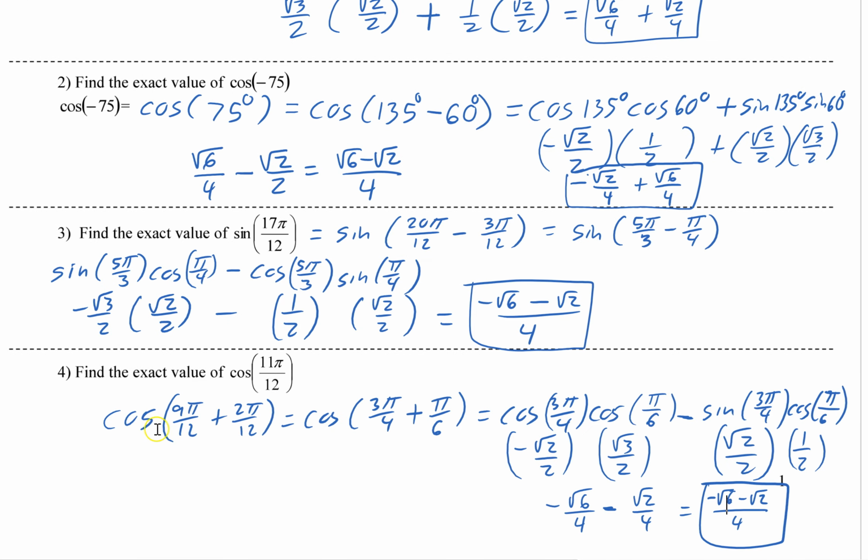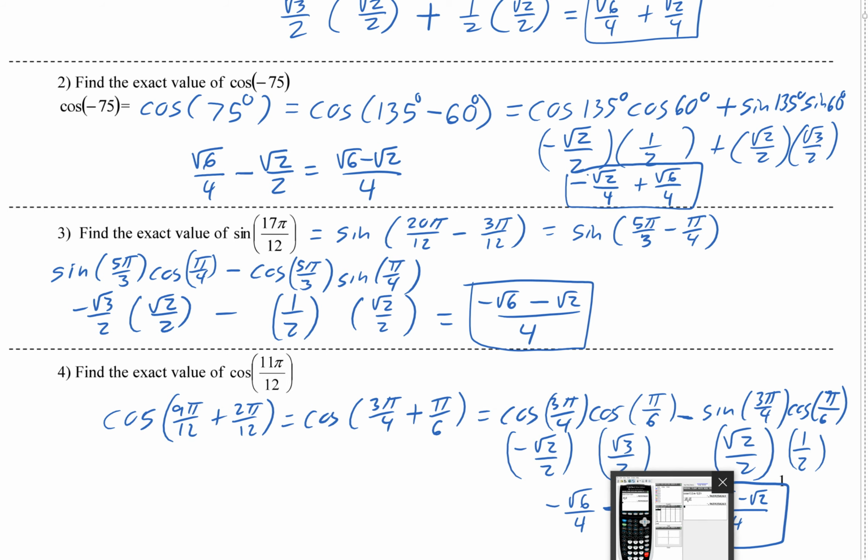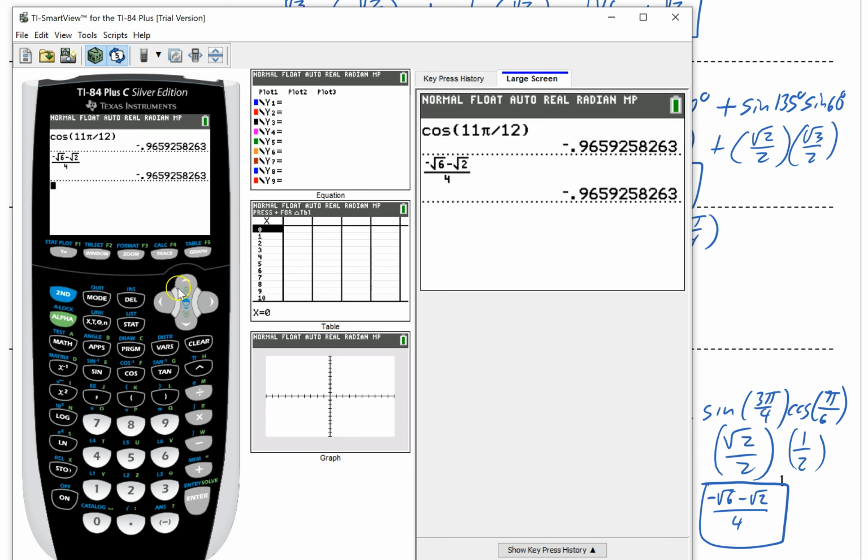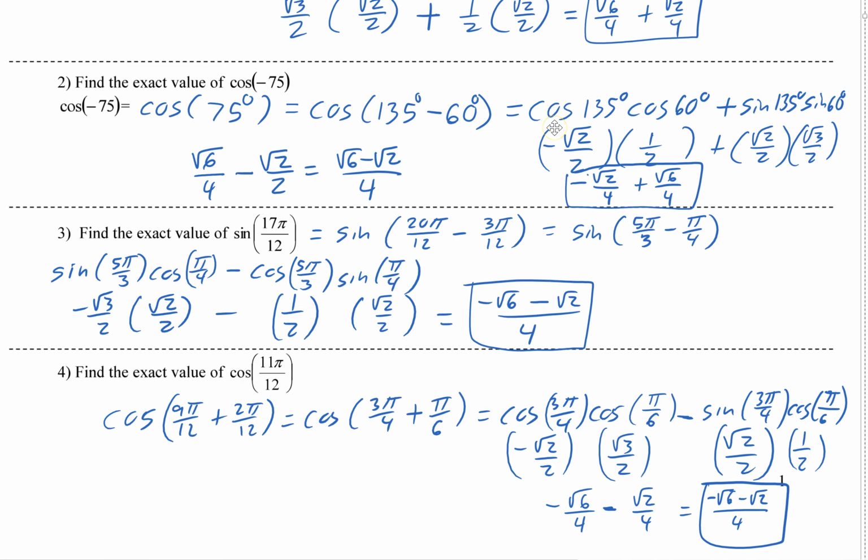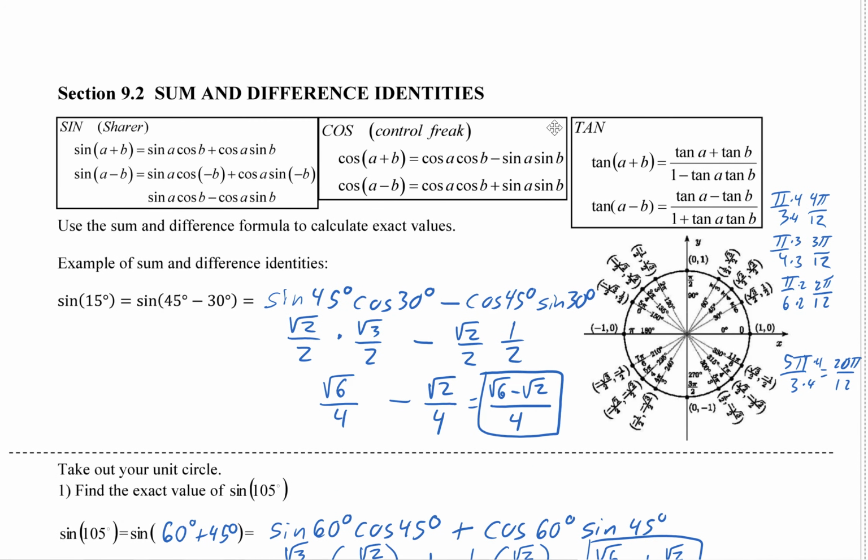And there it is. Now, obviously, the work may not be the same because you picked two different angles. If you pick the exact same ones, that's amazing. But your answer should be exactly the same. You should have negative square root of 6 minus square root of 2 all over 4. And you should have checked it in your calculator and verified that it is correct. So that is an intro to sum and difference.